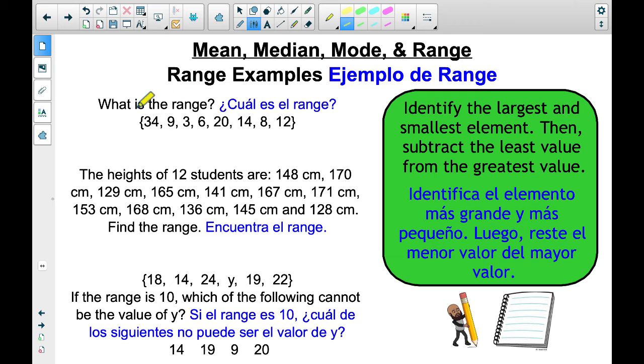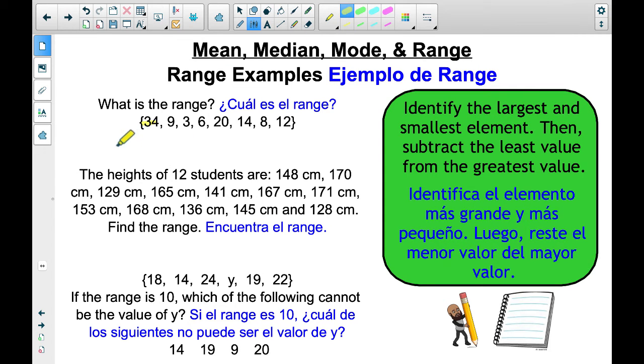So for this first one up here, I have this data set, I need the range. So all I'm doing is identifying the largest and smallest element, and then I'm finding the difference. Now, I'm making sure that I pick the correct 2 numbers. So I'm taking my time and paying attention to what I'm doing. So the largest element is clearly 34 here, okay?